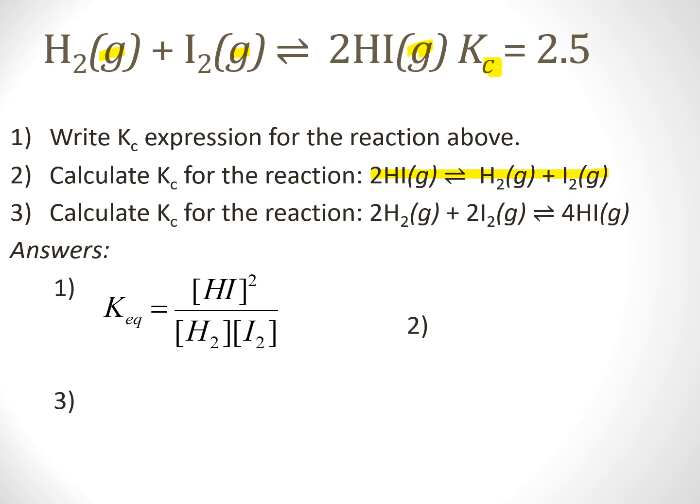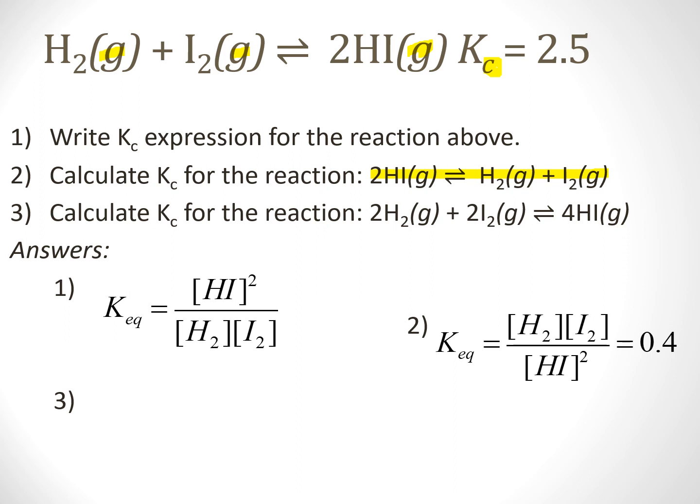It's flipped. What was the product is now the reactant and vice versa. So what's on the left is now on the right, and what was on the right is now on the left. So when we flip the reaction, remember, if we were wondering about the delta H, we would have to change the sign. But because we are wondering about the Kc, we need to use the reciprocal. So the reciprocal of 2.5 is 0.4.